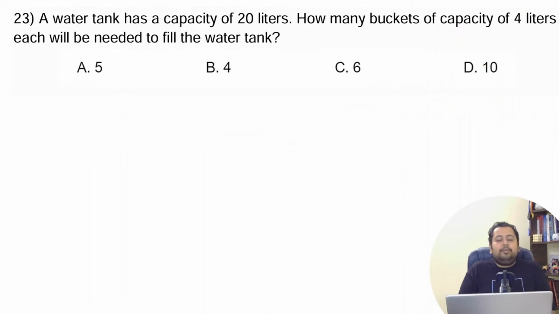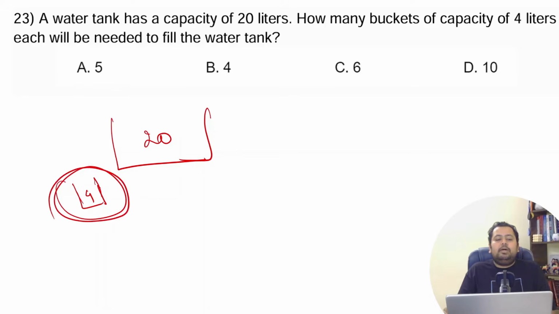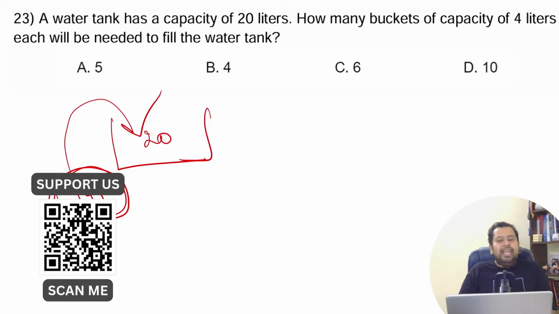A water tank has a capacity of 20 liters. How many buckets of capacity 4 liters each will be needed to fill the water tank? So there is a water tank of 20 liters, right? And you have a bucket of 4 liters. So how many such buckets would be required to fill the tank, right? Pause the video, solve this first, and then look at the solution.